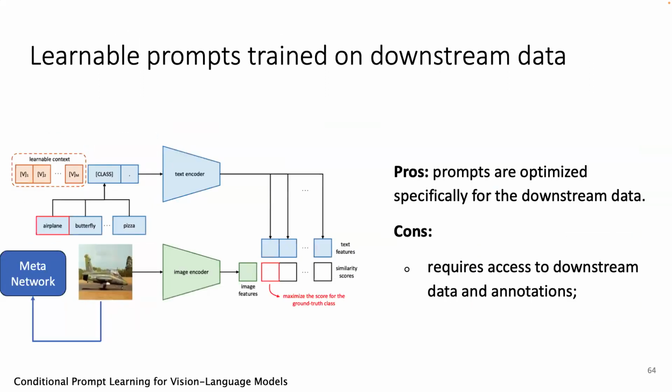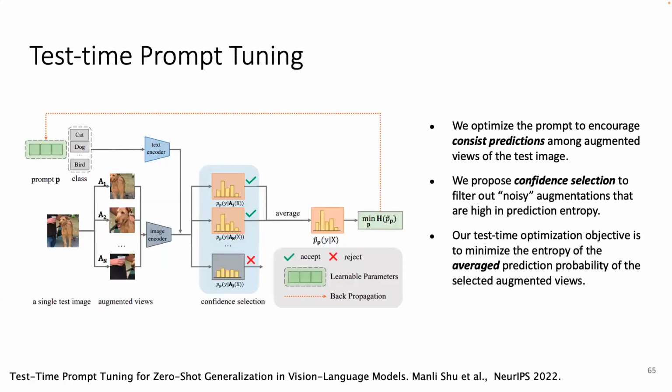So it keeps the good properties of the CLIP model. But still, in this method, we need to train this meta network. So it still requires access to some downstream data and annotations. But if we don't have any of this data, what else can we do? We can also think about test-time prompting strategies.